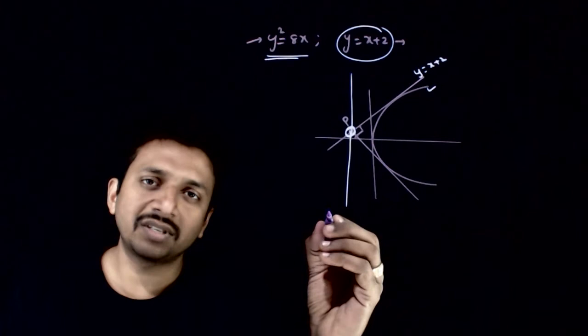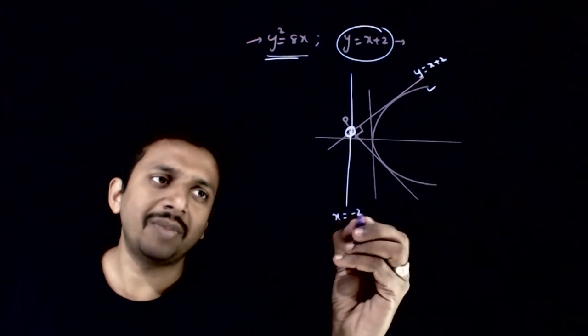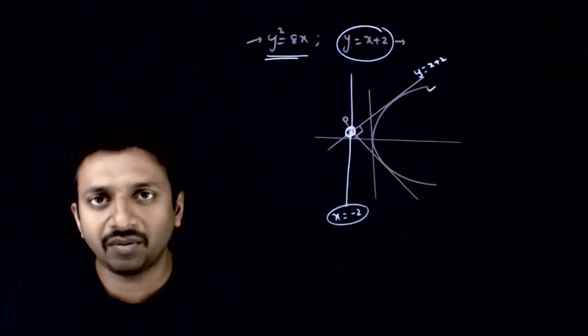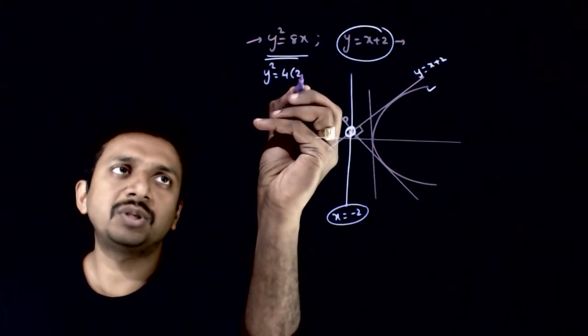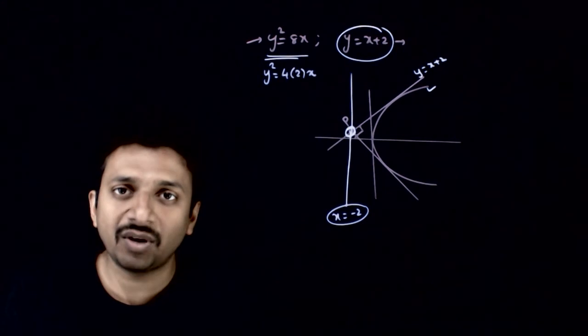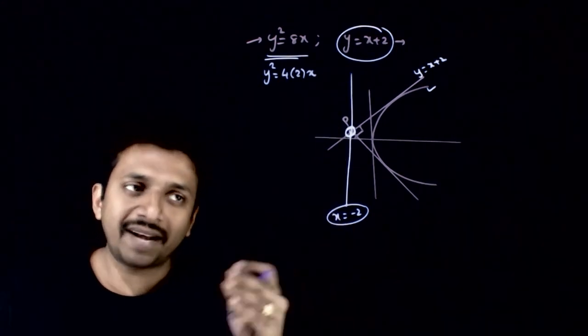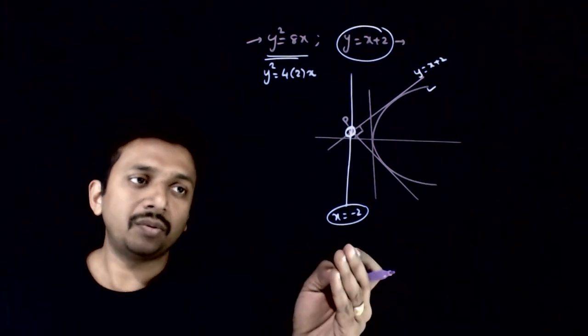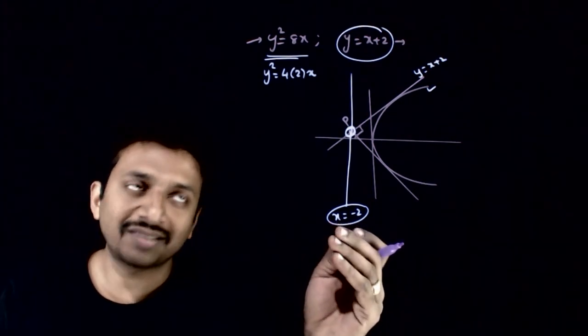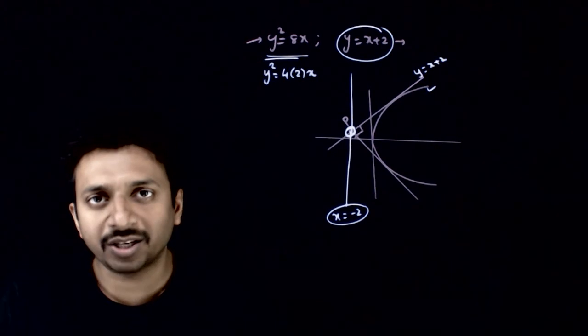So what is the directrix of this parabola? X is equal to minus 2, right? X is equal to minus 2. Because this is y square is equal to 4 times 2 times x. That means a is equal to 2. So the directrix x is equal to minus a. Right? So you just need to find the point of intersection of x is equal to minus 2 and y is equal to x plus 2.